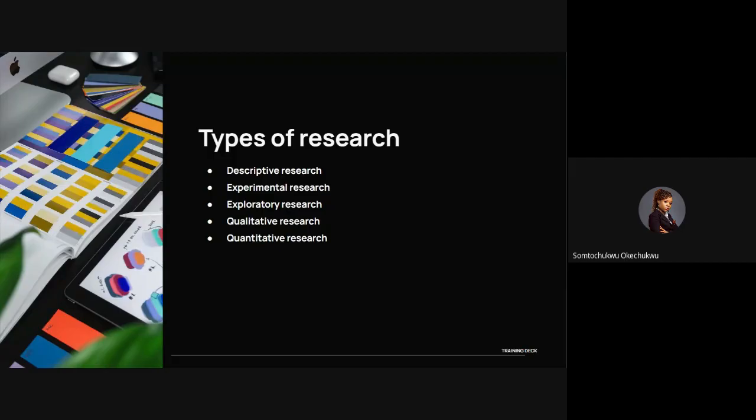Now, the next kind of research is qualitative. Qualitative is not numbers. It's the way they say quality over quantity. I'm not saying any of them is more important than the other, because there are sometimes when you require to use qualitative and quantitative, depending on the situation.